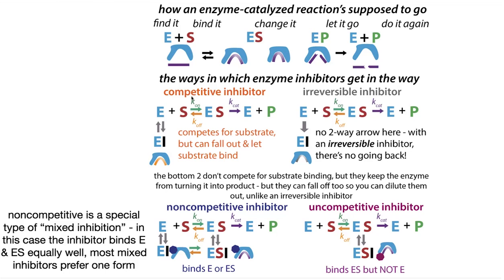So a purely competitive inhibitor is just going to bind to the enzyme alone. It can't bind when the enzyme is bound to substrate, and it can't bind when the enzyme is bound to product. Basically, it's binding in that same place, so the enzyme needs to be alone. And the competitive inhibitors are going to bind to the enzyme like this.